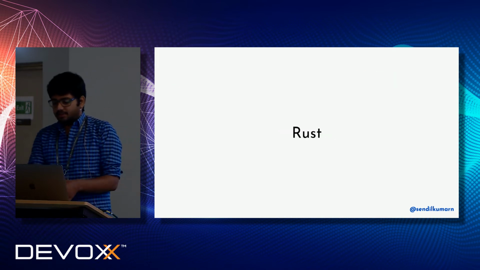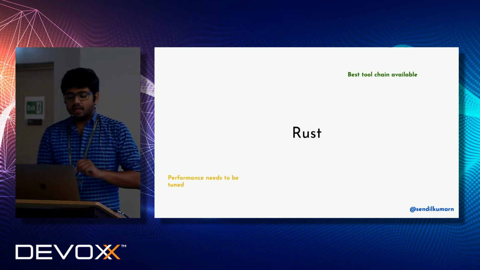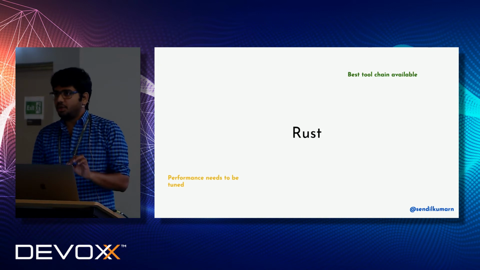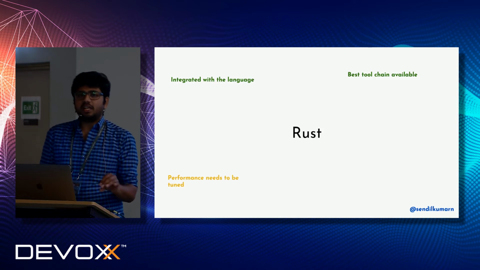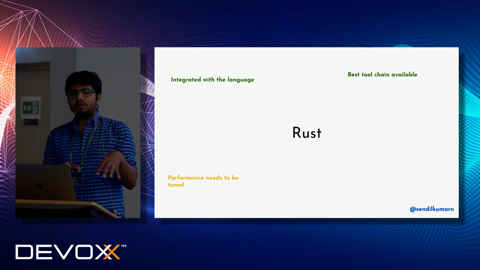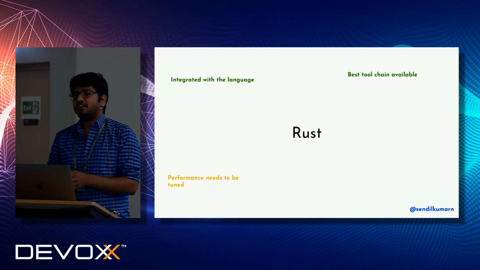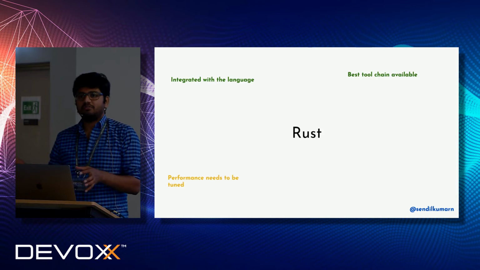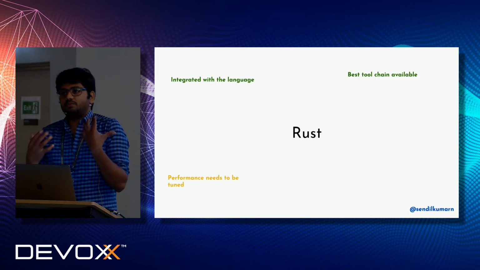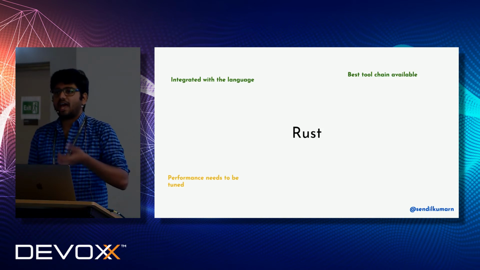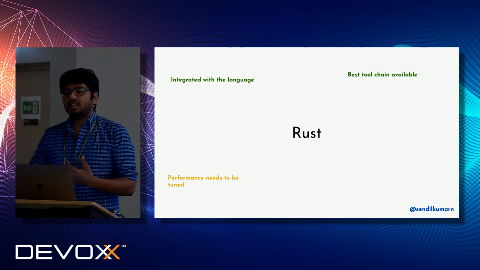On the other hand, Rust is the best tool chain available at this moment. Performance needs to be slightly tuned. You have better performance, but we can even tune it further. And it's integrated within the language, which means you can write normal Rust code, a normal Rust library used for system programming, and you can straight away convert that into a WebAssembly module without much fuss. It's really easy and straightforward. And that's the good thing you get when you're building a newer language that has native WebAssembly integration.